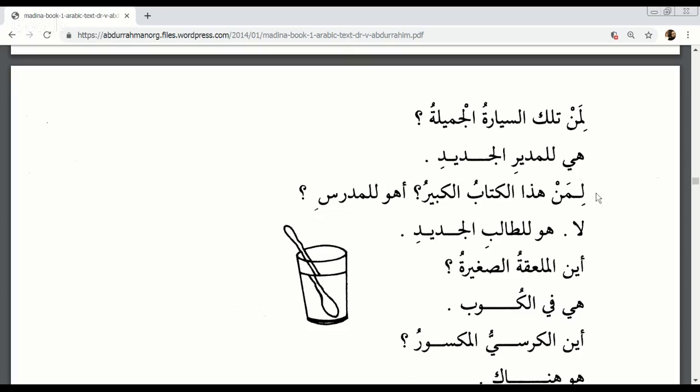Okay, go ahead, Zara. لمن هذا الكتاب الكبير. So whose is this big book? Good, that's correct. And then هو لمدرسي. So is it for the teacher? Well done. Good. Well done.